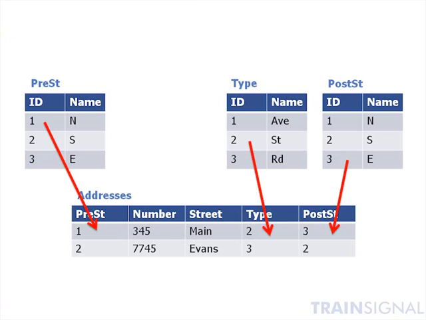For example, in this design, I have an addresses table shown at the bottom of the screen. It's designed to represent a street address, and you'll notice that 3 of these columns draw their values from other tables. I call these lookup tables. Pre-street contains values north, south, and east. So my first address looks like it's going to be North 345 Main, and the type is street, and the post street is east. So it's North 345 Main Street East. That's a long address, but it's the type of thing that happens.